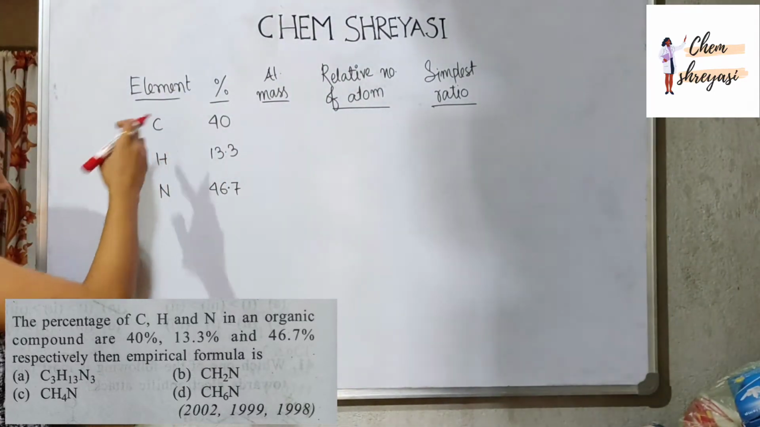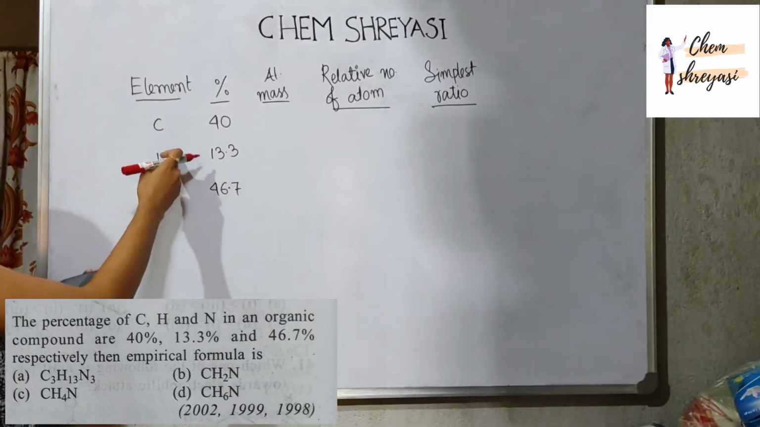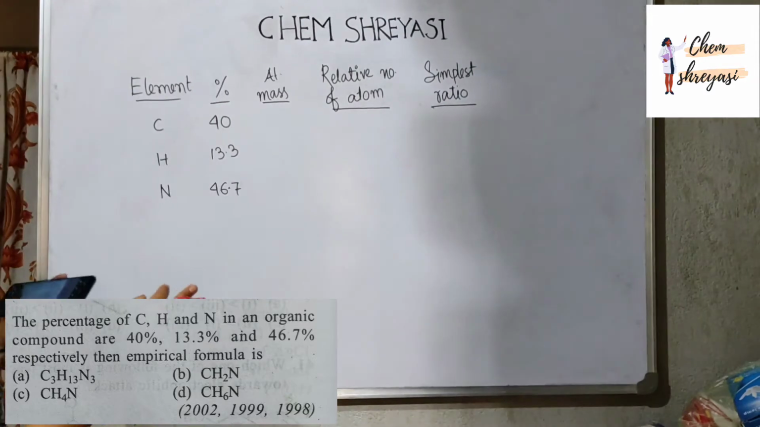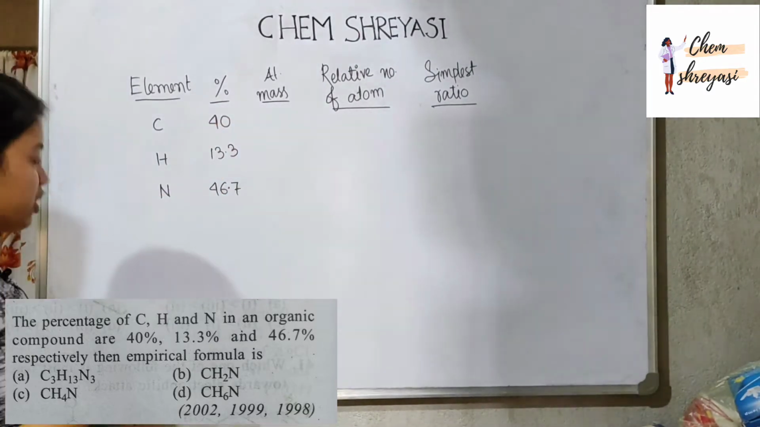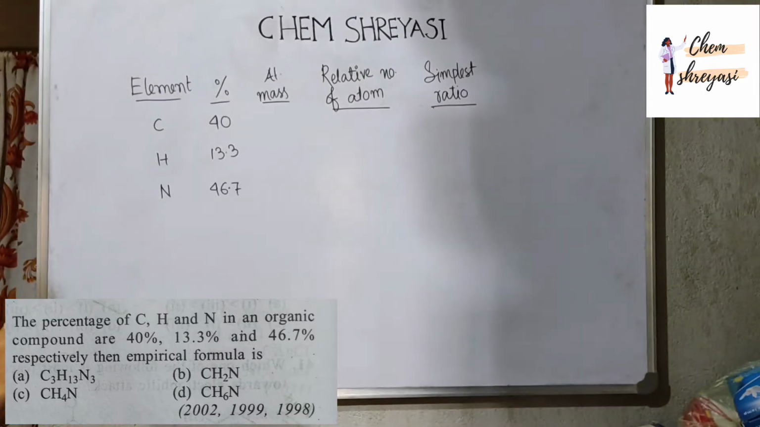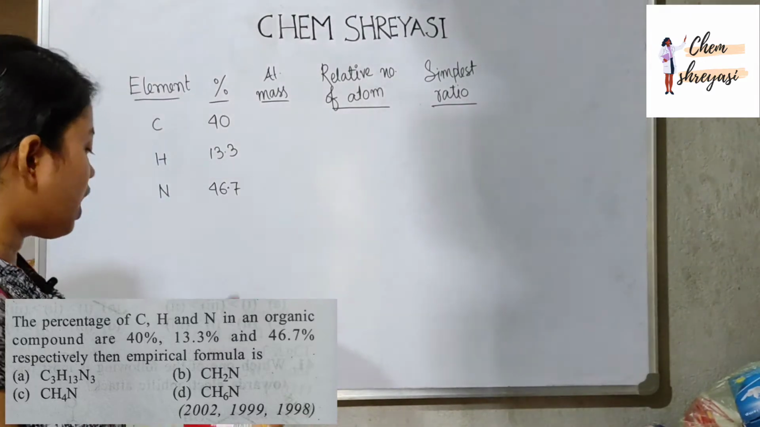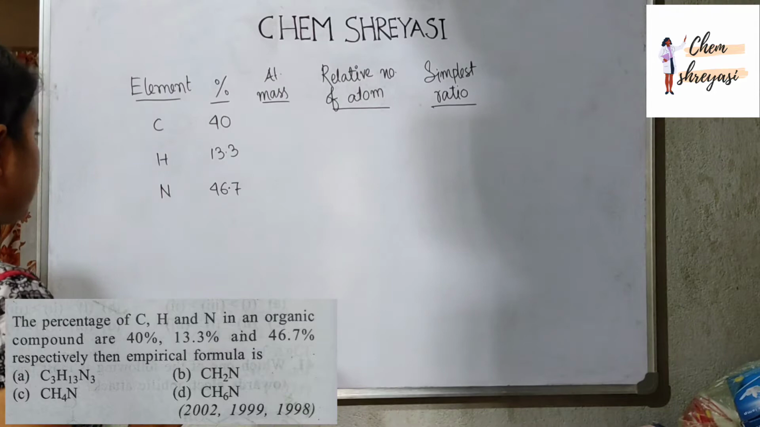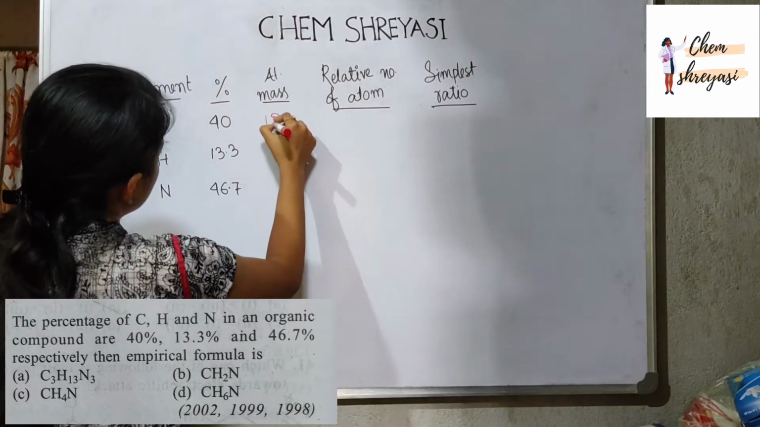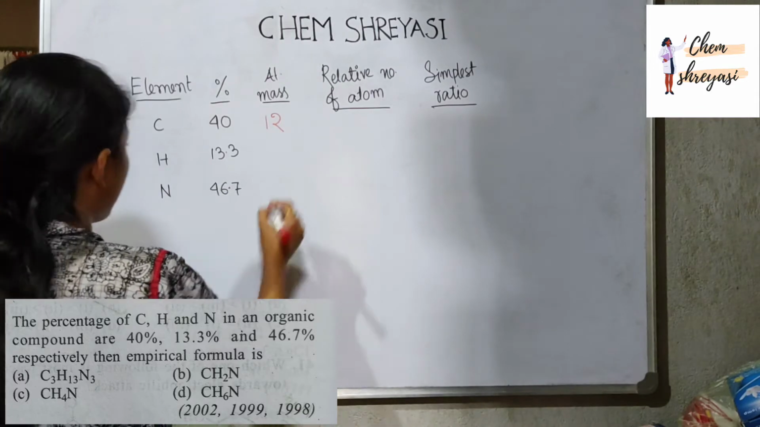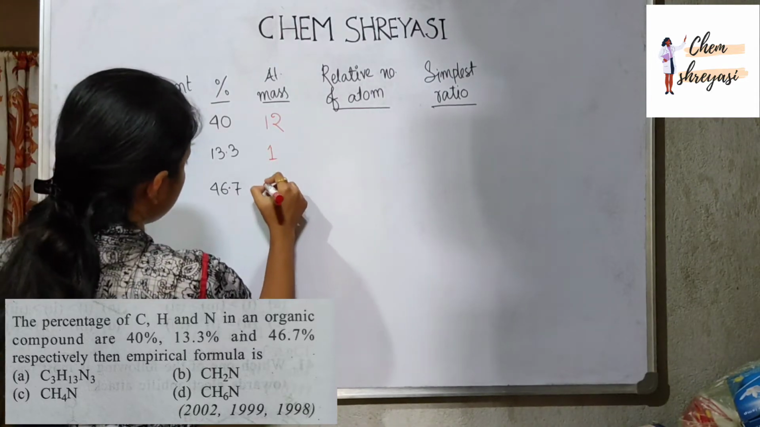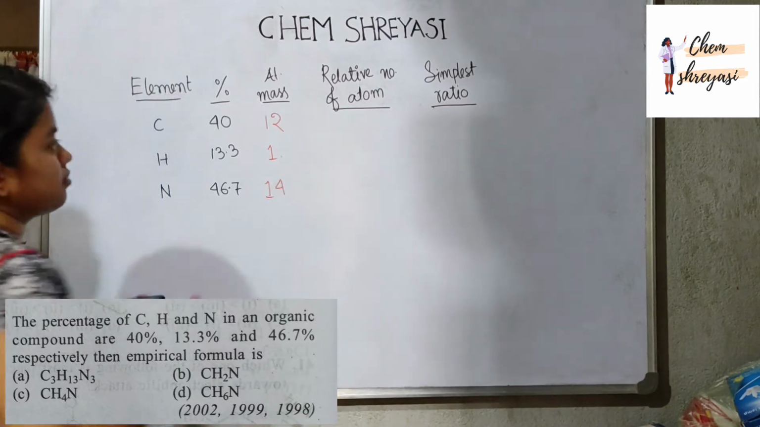So we have given 3 elements, that is carbon, hydrogen and nitrogen, and we have given their percentages. So carbon is given with 40%, hydrogen was given with 13.3% and nitrogen was given with 46.7%. Now let's fill what is the atomic mass in this case. So atomic mass of carbon we all know is 12, atomic mass of hydrogen is 1 and atomic mass of nitrogen is 14.